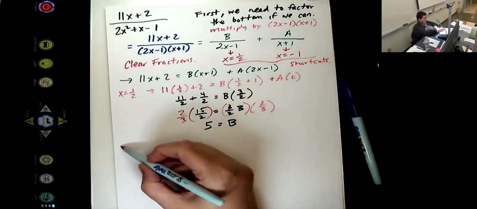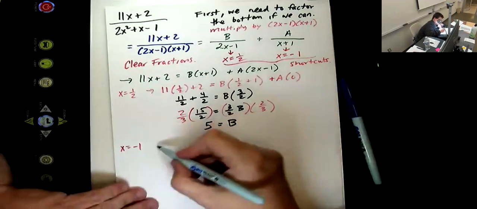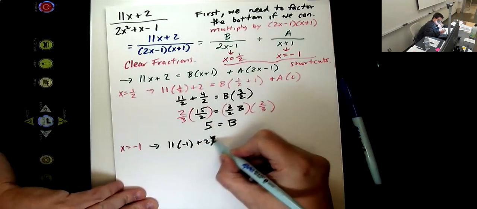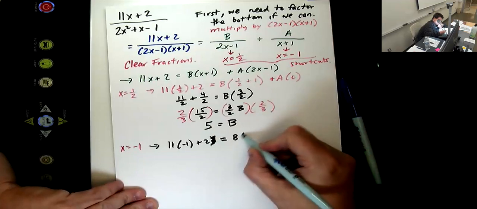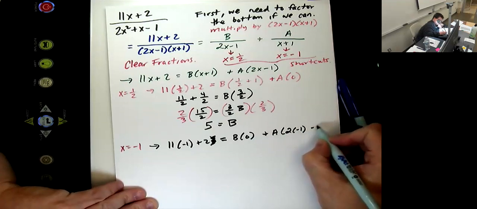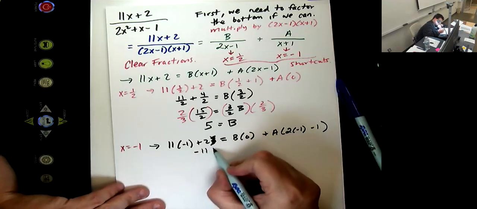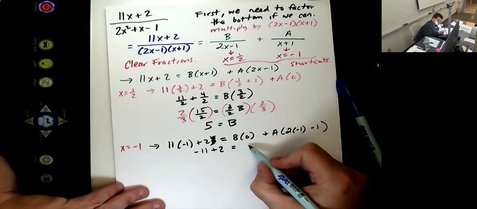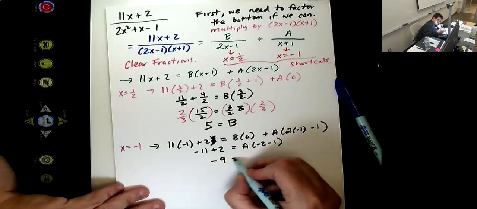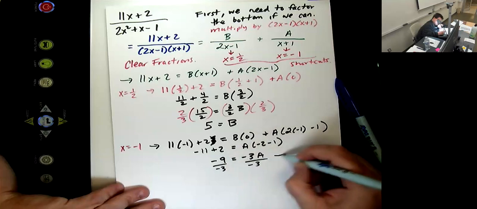And we'll do the same thing with x equals -1. I have 11 times -1 plus 2 equals b times 0 plus a times 2 times -1 minus 1. -9 equals -3a. Divide by -3, and I get a equals 3.